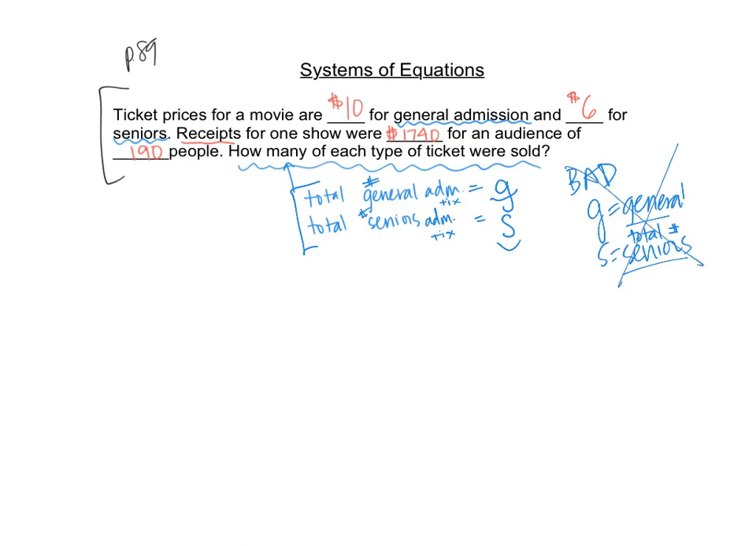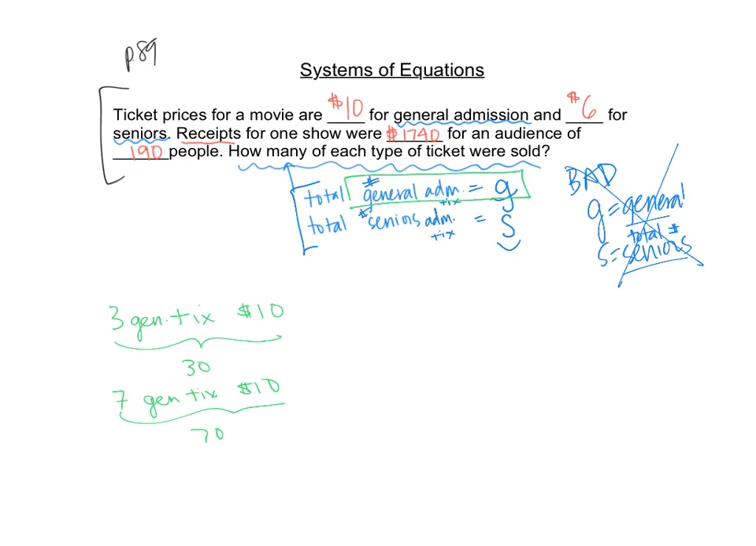In our situation, we know that it costs $10 for each general admission and $6 for each senior. Just in my head, suppose there were 3 general admission tickets at $10 each. I know that would be $30. If there were 7 general tickets, again at $10 each, that would be $70. I don't know how many general admission tickets there are. That was represented by the letter G. So if I write 10 times G, this would tell me how much money was made off of the general admission.